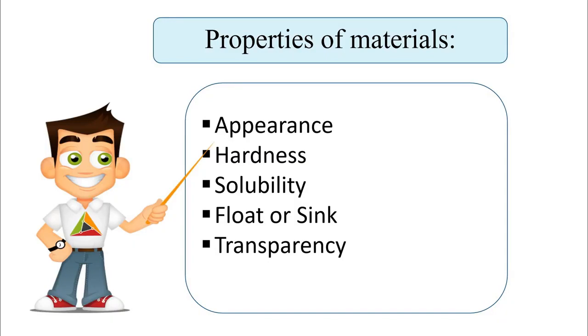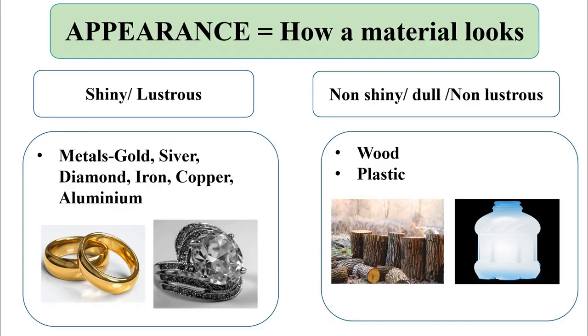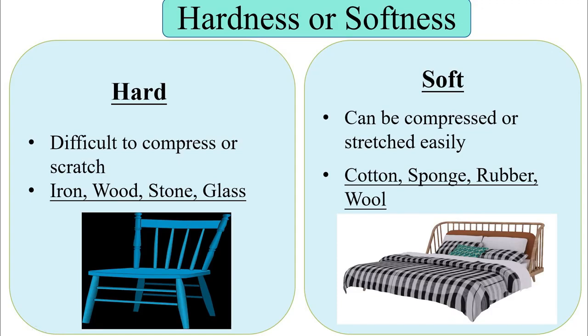The different properties which we will study are appearance, hardness, solubility, whether the material floats or sinks in liquid, and its transparency. So the first property which we will study is appearance. Appearance is basically how a material looks. Based on appearance, materials are classified as shiny and non-shiny. For example, metals such as gold, silver, diamond, iron, copper, aluminium are very shiny. Whereas woods and plastics are dull and non-shiny. So the next property is hardness.